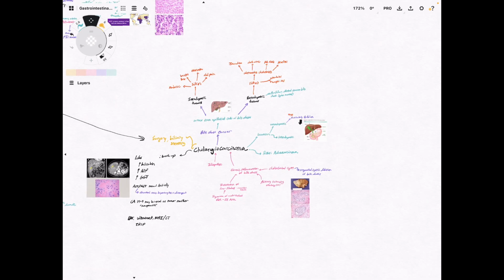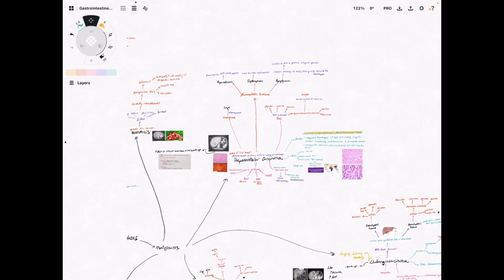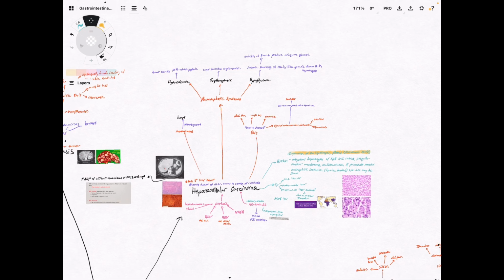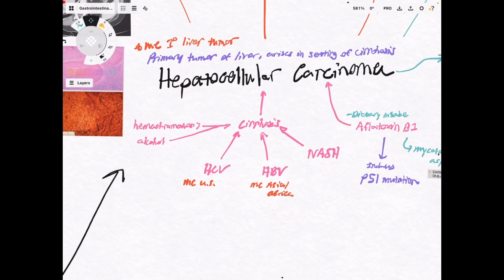All right, so moving on, let's talk about hepatocellular carcinoma. So this is the big one that we're going to discuss here. Mainly the one that you think about when you think of liver cancer. It's due to many etiologies, mainly hepatitis, cirrhosis, or a toxin we're going to talk about. So let's first talk about the cirrhosis causes.